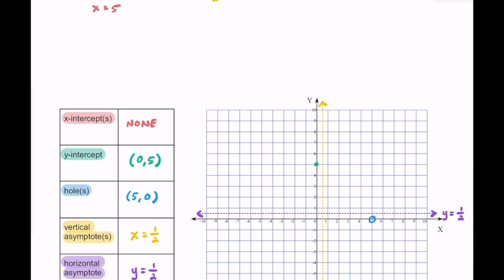So we're going to go ahead and make a quick XY table, but we're going to stay away from the vertical asymptote and stay away from this x equals 1/2. So we're going to pick some x values that are maybe to the left of it, and then we'll pick some x values to the right of this 1/2, anything over here maybe. Okay, so let's go ahead and do that together. So let's go ahead and do a quick XY table.